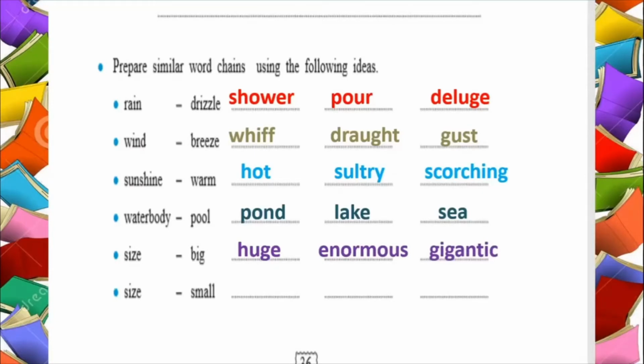Finally, when you go to the other size, going from big to small, you have small, and then you have tiny, and you have minuscule, and finally midget. So we have prepared 2 sets, you can say, of word sets. One was the word set, the other is the word chain.